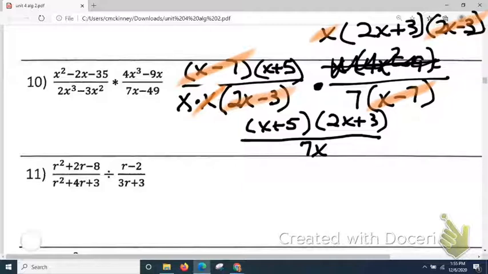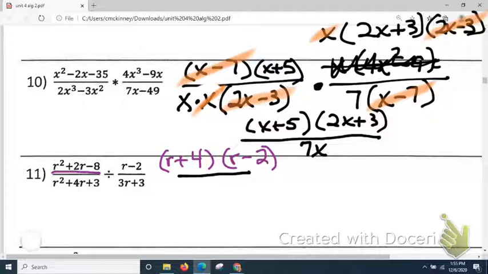So 11, a little bit less factoring to do, but the second fraction needs to flip. So first fraction is going to stay. So I'm going to do this part on top in purple. So I have R and R. I know my signs are different because it's a -8. So I have a +4 and a -2. That way they multiply to be -8, but add to be the 2 in the middle.